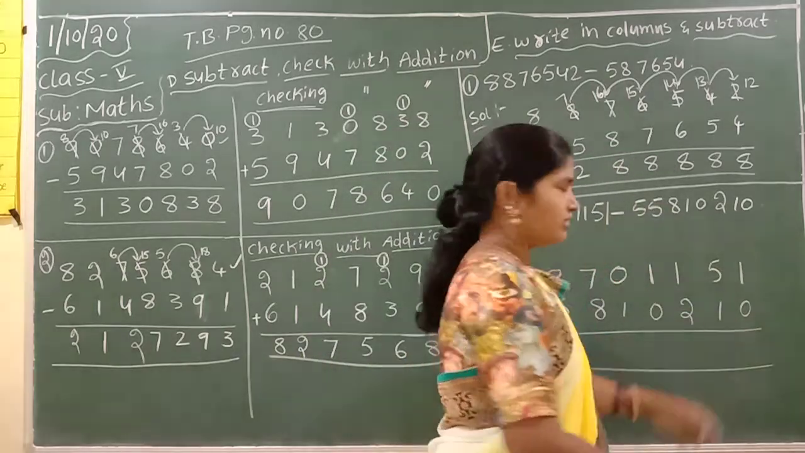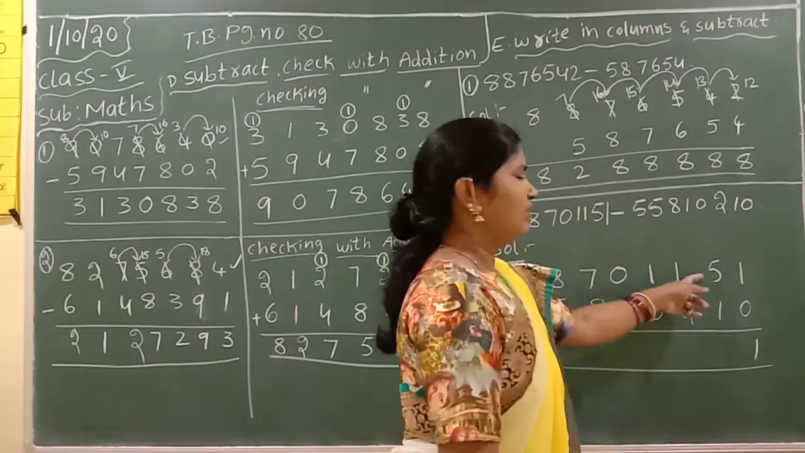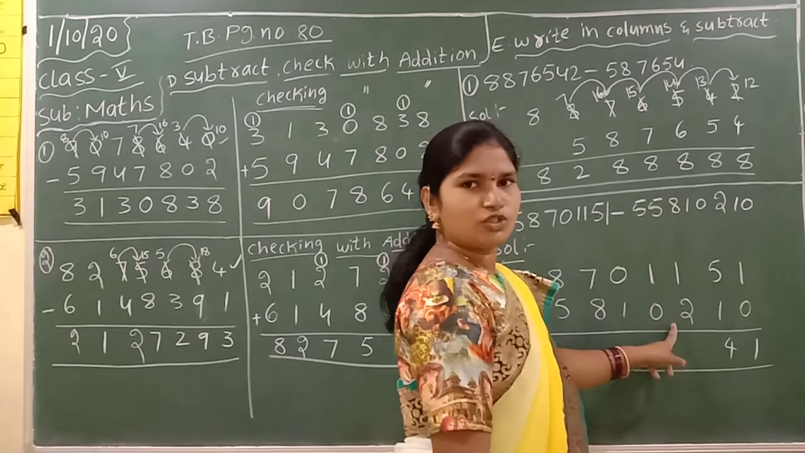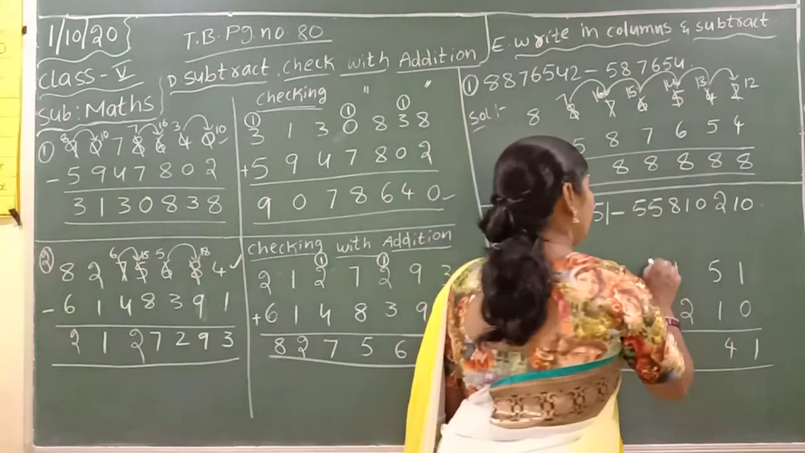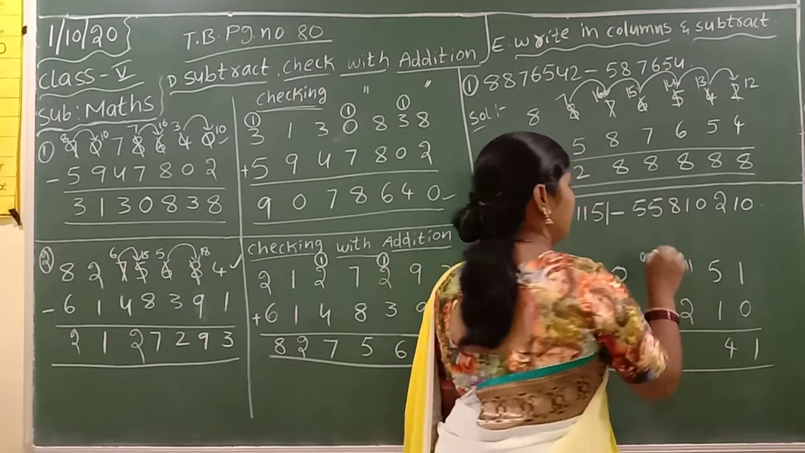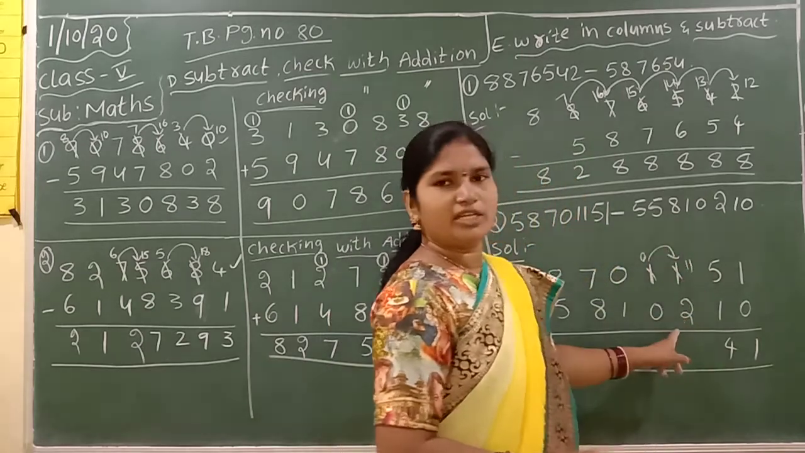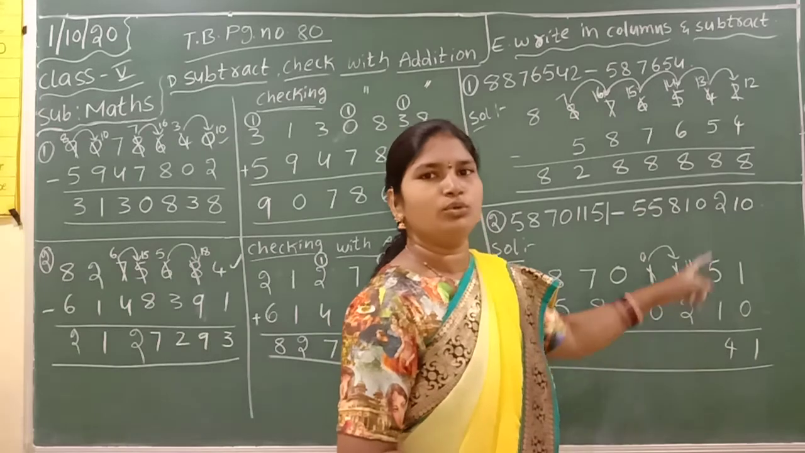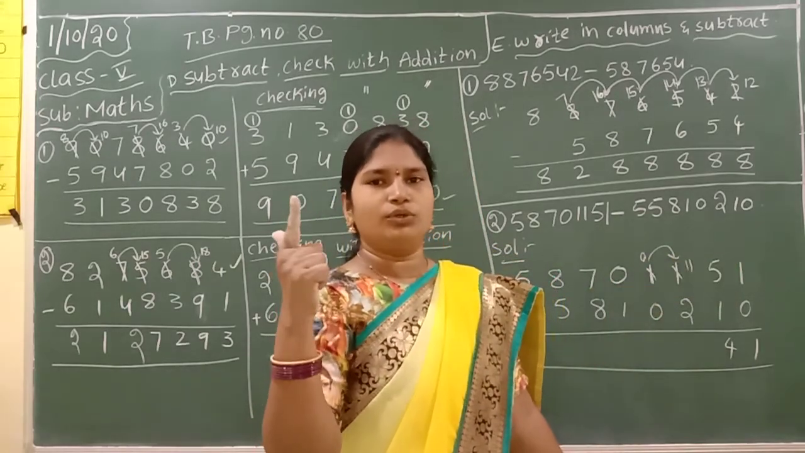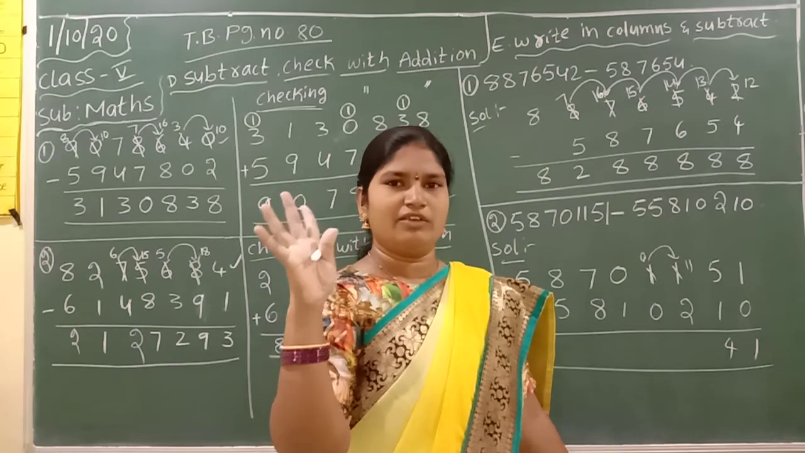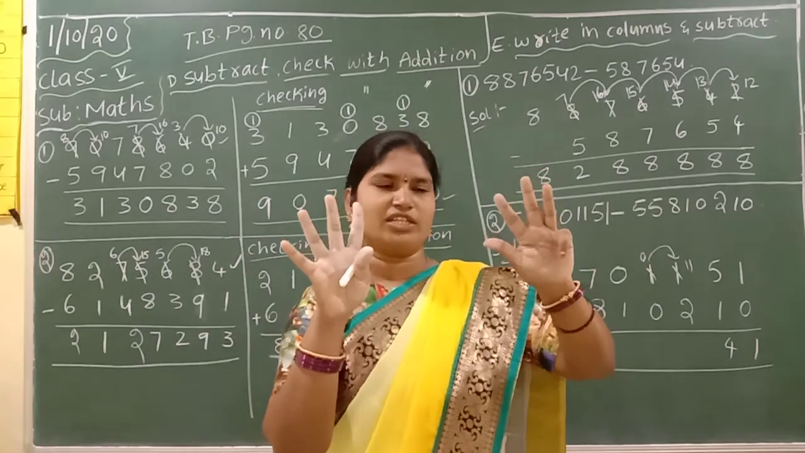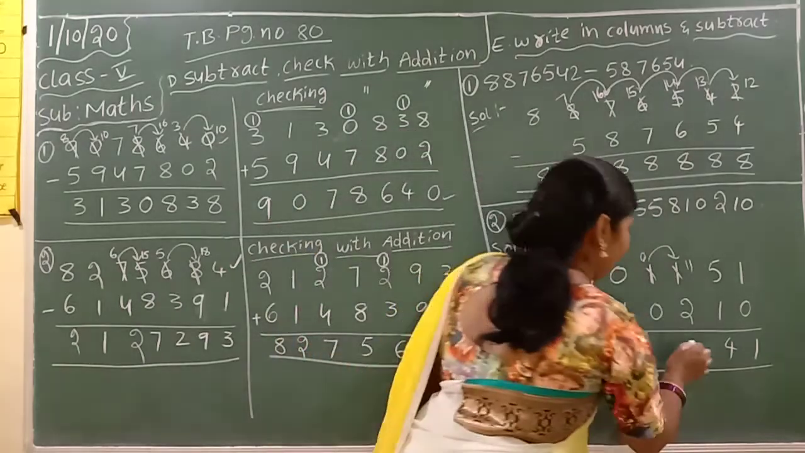1 minus 0 is equal to 1. 5 minus 1 is equal to 4. 1 minus 2, is it possible? No. Take borrow, it becomes 0, it becomes 11. 11 minus 2 means 2 after 2, count up to 11. 2 after 3, 4, 5, 6, 7, 8, 9, 10, 11. So our answer is 9.